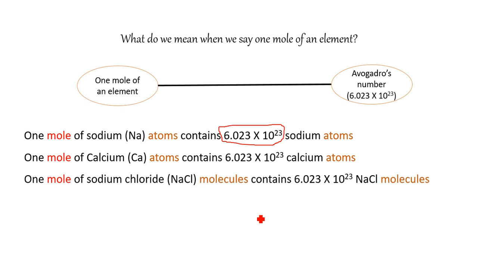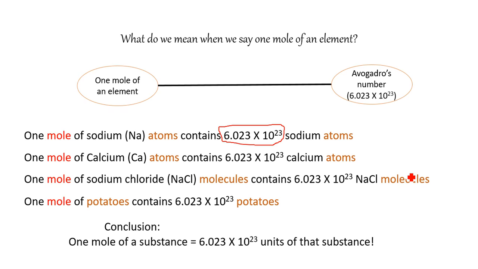1 mole of sodium chloride molecules. Here we've shifted from elements to a compound. So 1 mole of sodium chloride molecules contain the same amount of sodium chloride molecules. Basically, if you want to make it as simple as you possibly can, 1 mole of potatoes contain 6.023 into 10 raised to 23 potatoes.